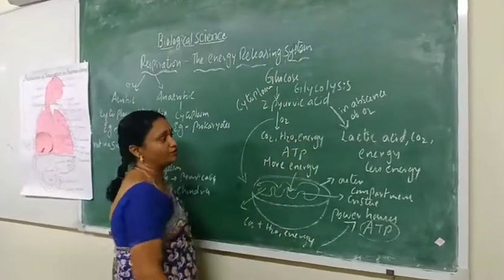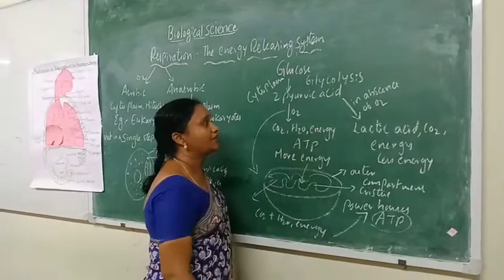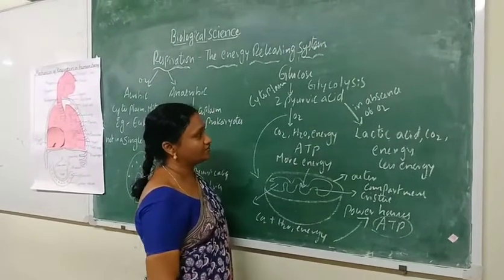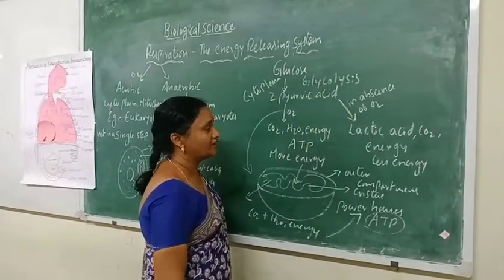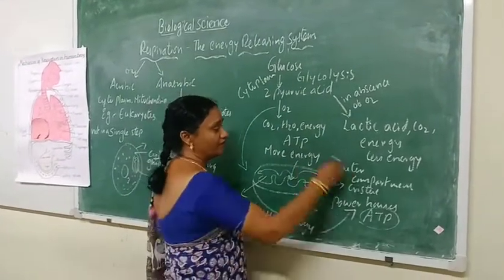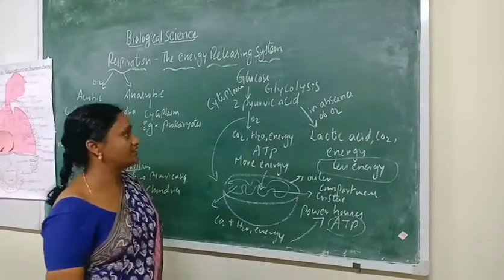When we go for anaerobic respiration, if the pyruvic acid does not get oxygen, it undergoes anaerobic respiration. Here, it converts into lactic acid, carbon dioxide and energy. When compared to aerobic respiration, anaerobic respiration produces less energy.